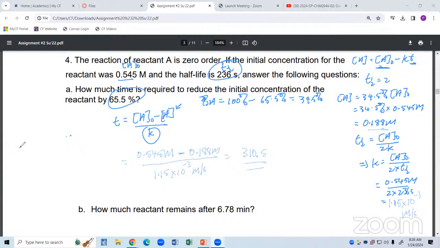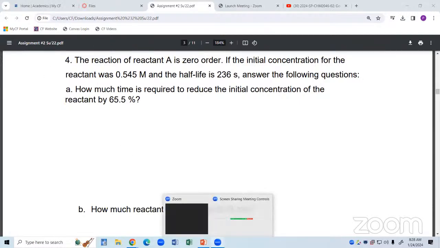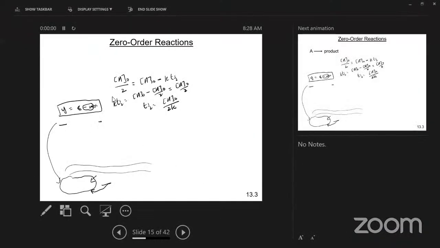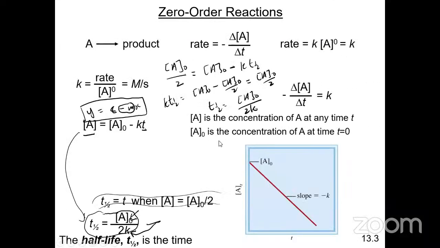So can I delete all of this? All right, let me clear that. And let me go back to the PowerPoint. Well, let me get out of this first, then the PowerPoint. And let me go full screen with this. Okay, so we just covered zero order reactions.